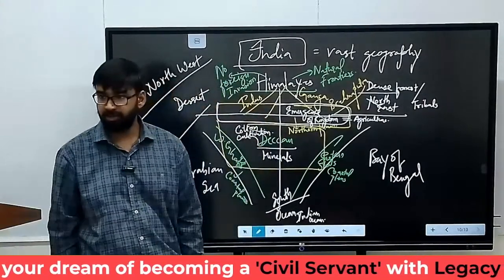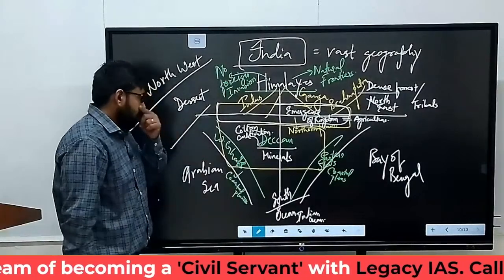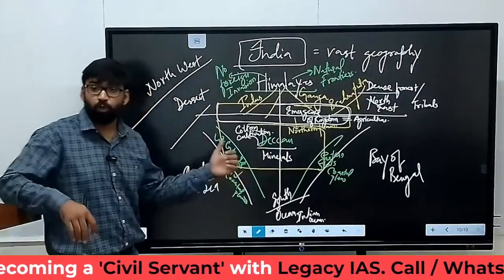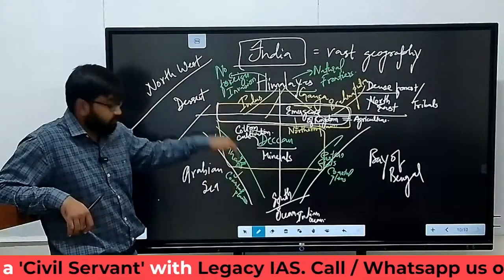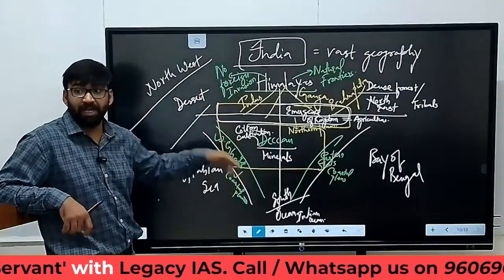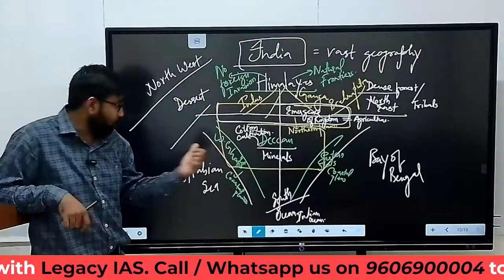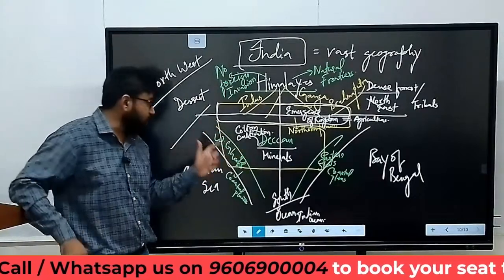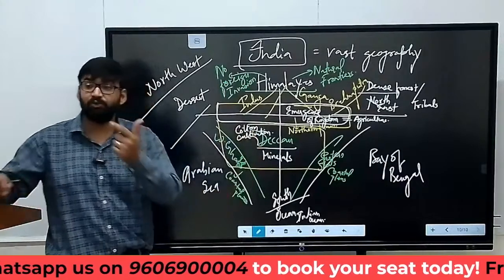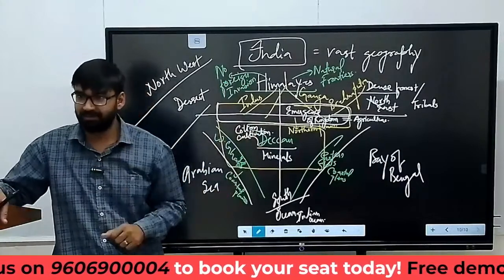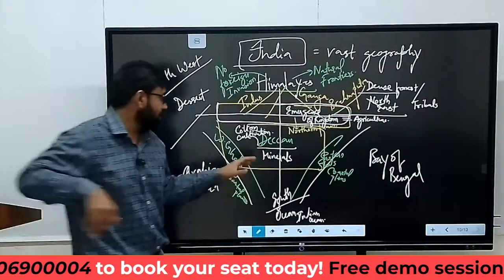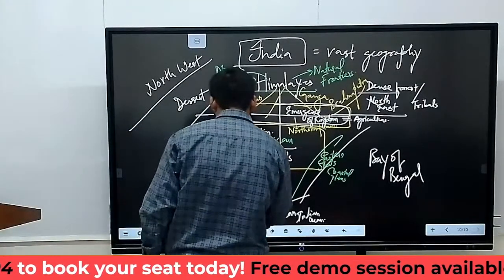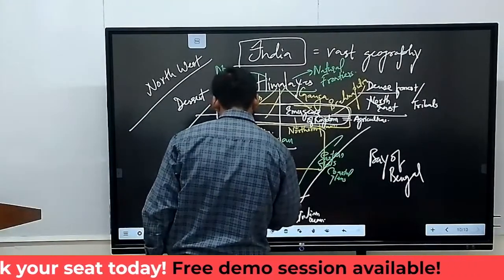Cotton cultivation. Now, because of monsoons, the Western Ghats region will be getting rainfall. And because of monsoon in Western Ghats, you will see plantation agriculture. Getting my point? In Western Ghats, plantation agriculture.